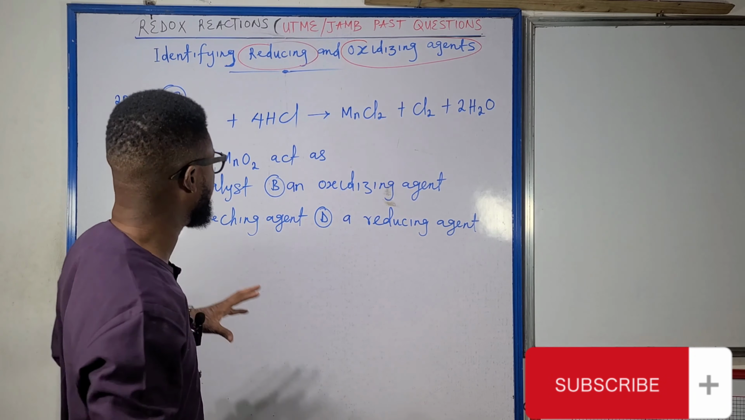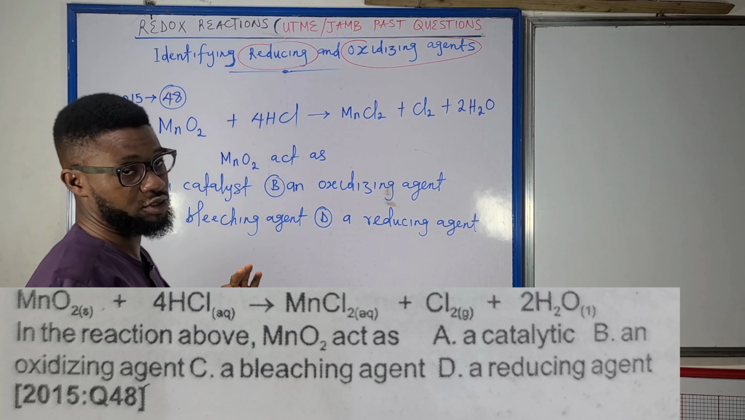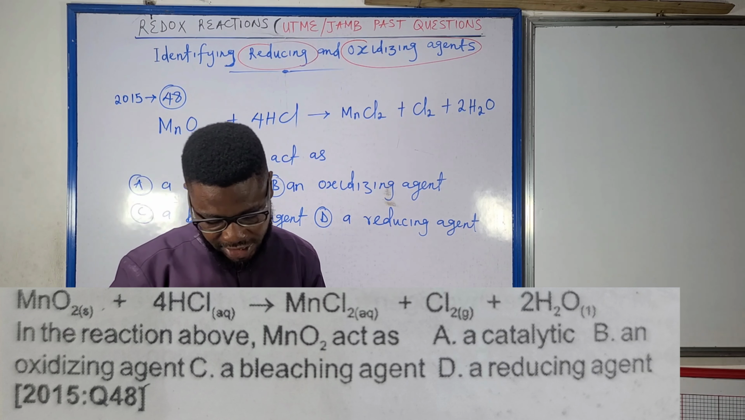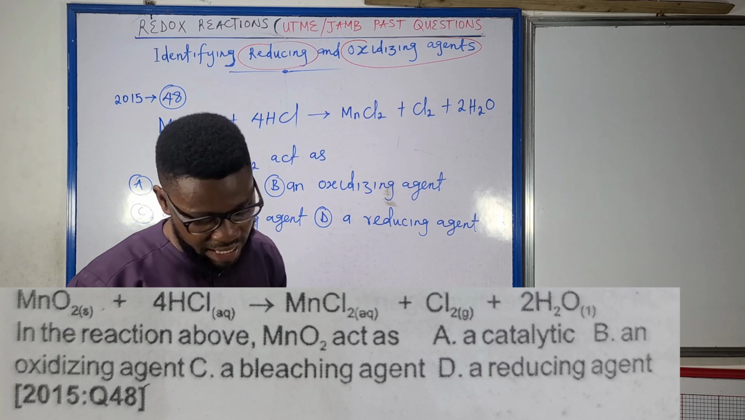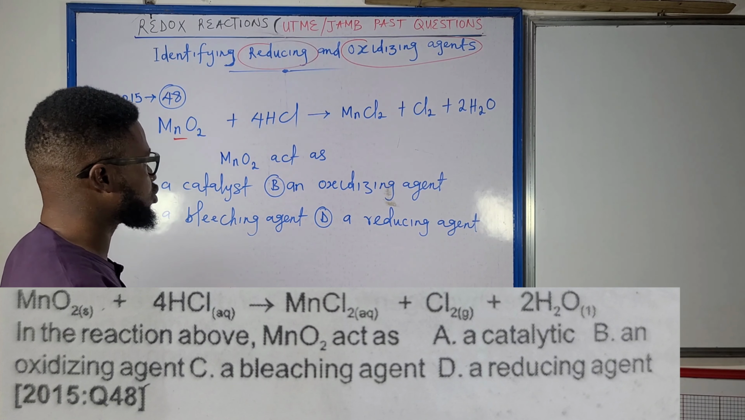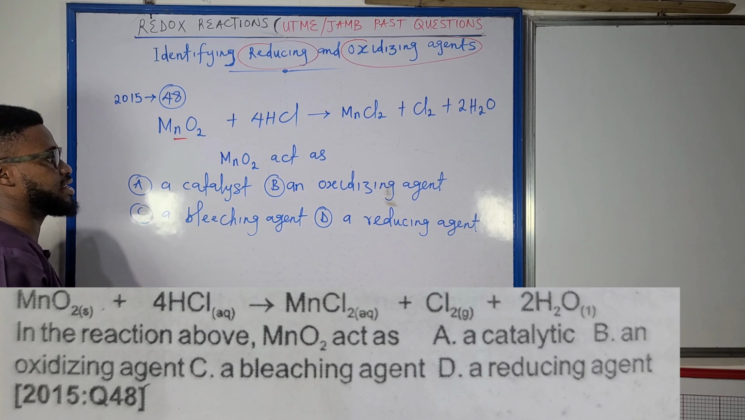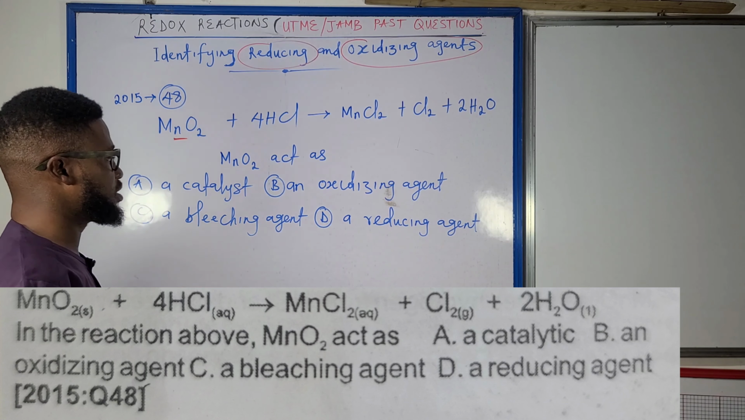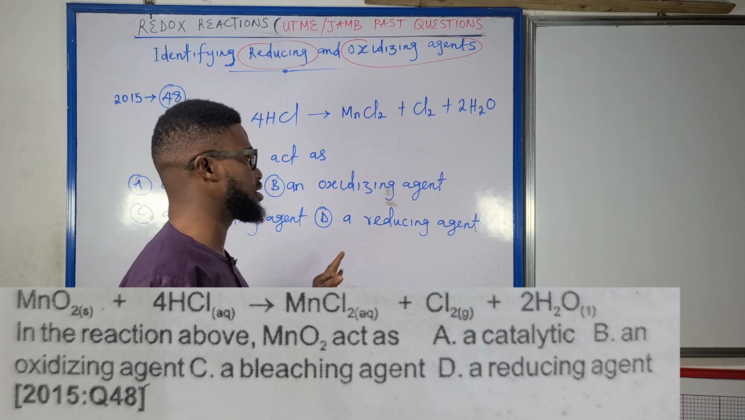The first question is 2015 question 48, as you can see on your screen, where it says in the reaction above, manganese 4 oxide acts as what? We have option A, catalyst; option B, an oxidizing agent; option C, a bleaching agent; option D, a reducing agent.